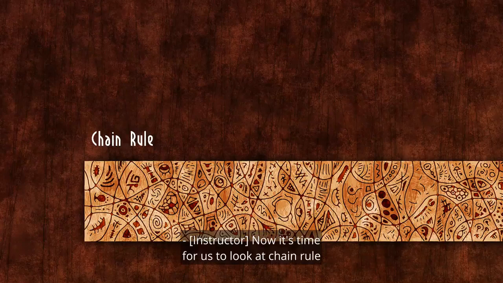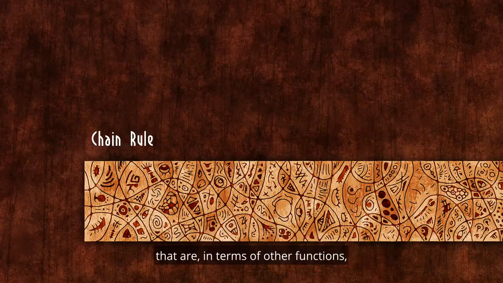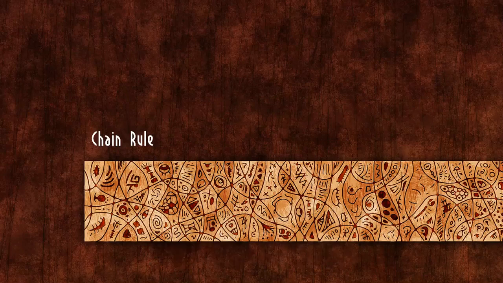Now it's time for us to look at the chain rule in multivariables. The idea with the chain rule is, when you have functions that are in terms of other functions, how do you pull them apart and get the derivatives that you need? So we're going to start off with an easier one.